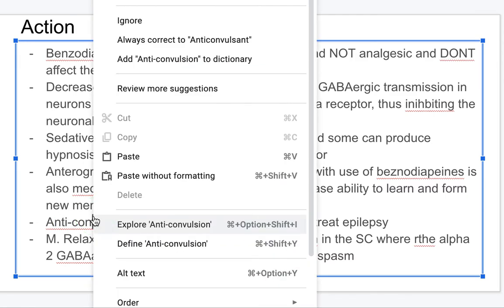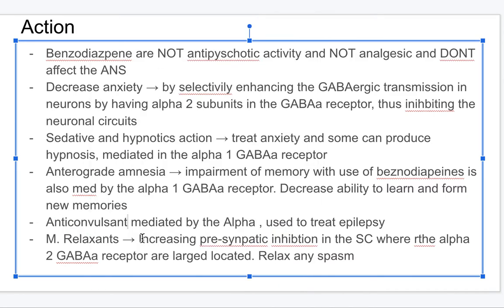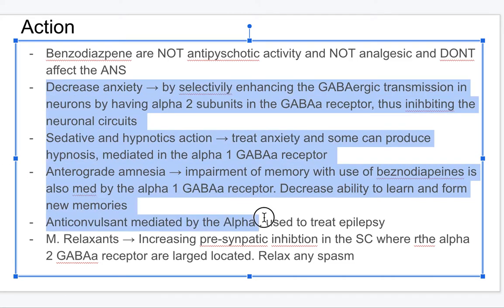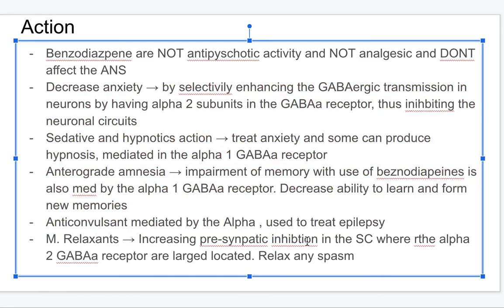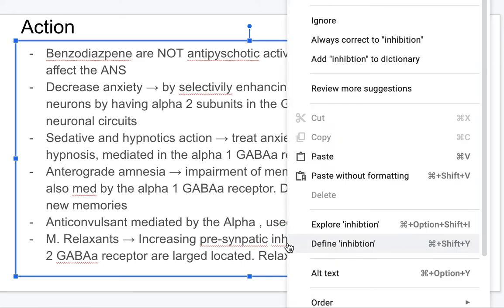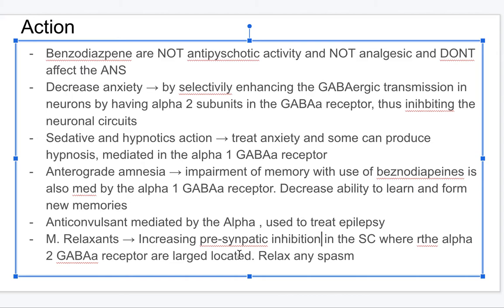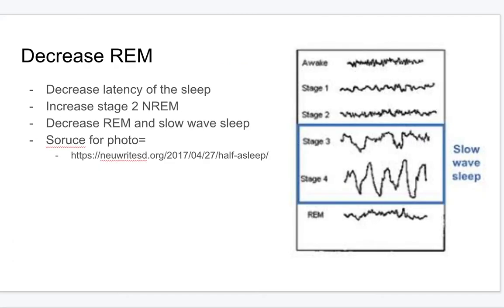Anticonvulsion is because it binds to the alpha and leads to decreased epilepsy. So the first 4 are all alpha and they decrease something. The last one is that it binds to alpha 2 in the presynaptic membrane and it leads to inhibition. That can really relax spasms. So if you're having muscle spasms, it will decrease the amount of muscle spasms.